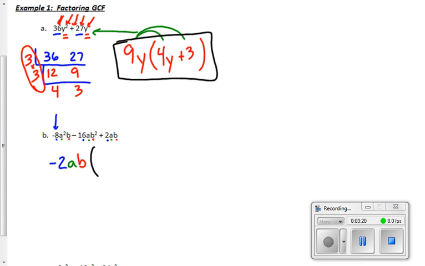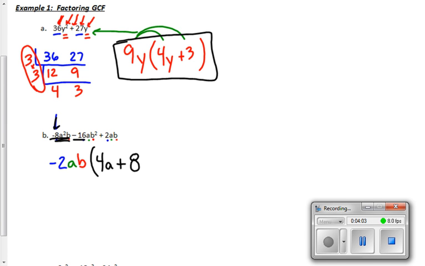Now in my set of parentheses, this was a negative 8a squared. It is now going to be a positive because I factored out a negative. When I factor a 2 out of the 8, this is going to become a 4. I had an a squared, I now have an a. I had a b, and I factored out a b, so there are no b's left. Again, this is really a negative 16. I factored out that negative 2, so this would be a positive 8, because negative 2 times 8 gives you that negative 16.